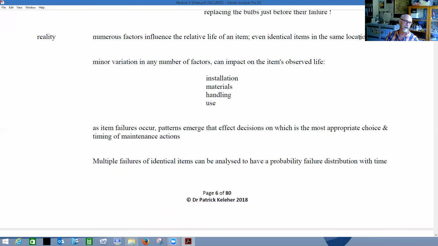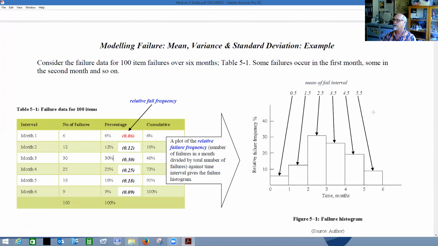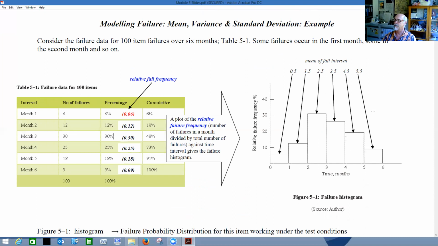Sometimes the manufacturer can tell you straight away, again, that this has a 10,000 hour life, that type of thing. But the key thing is that obviously the organisation that's produced that air filter, oil filter, has collected data over time. So multiple failures of identical items can be analysed to provide a probable failure distribution of time. So whether it's the manufacturer telling you that or you and your organisation, that will help you with your maintenance planning. All right, so modelling failure, we can look at the mean, the variance, and standard deviation.